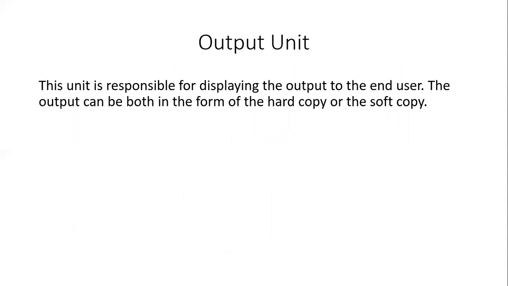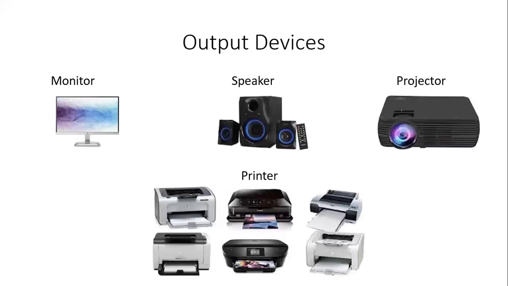So what is an output unit? What we saw was an input unit, that is an external unit that is connected to the computer system and provides the input. Now we have an output unit which is responsible for displaying the output to the end user. The output can be in the form of a hard copy, that means a printed paper, or you can see the output in the form of a soft copy, that is on the screen. So we will have a look at some of the output devices.